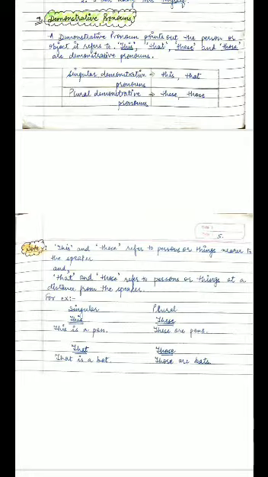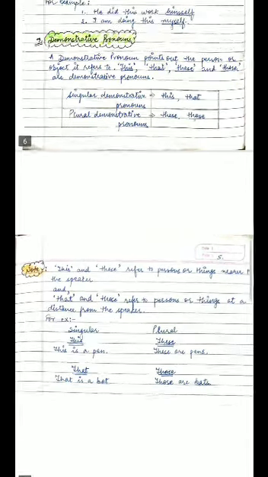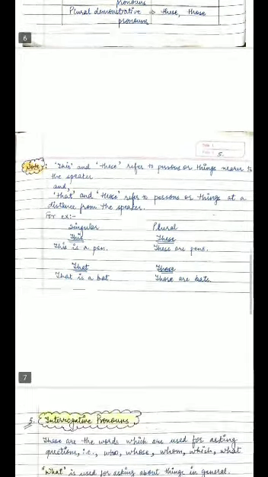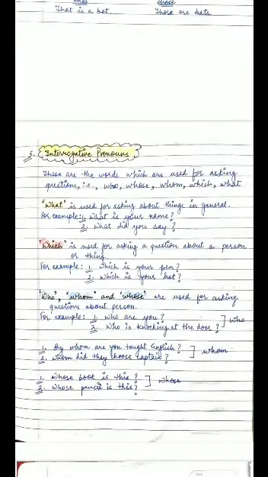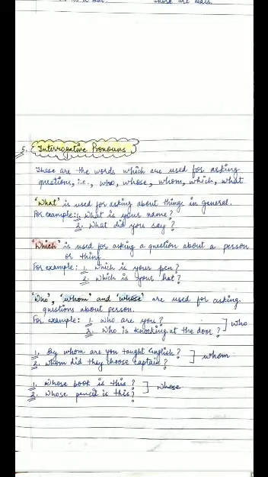Now see, for singular, this is a pen, that is a bat. And for plural case, these are pens, those are bats. So number 5, interrogative pronouns. These are the words which are used for asking questions, that is, who, whose, whom, which and what.